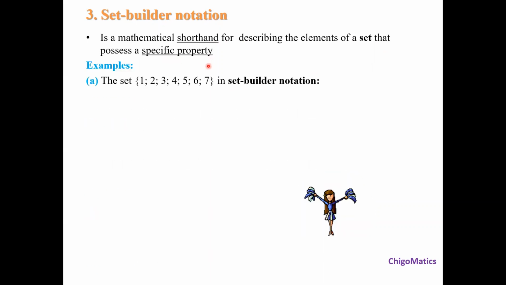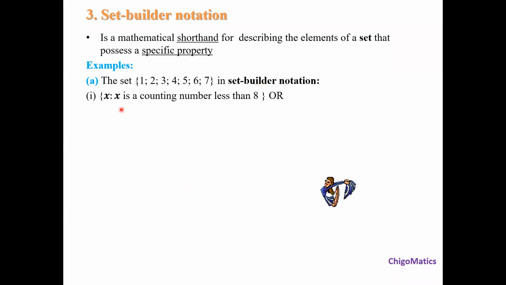So as examples, let us look at example A, the set which is written as a roster. We have numbers 1, 2, up to 7. This is a roster because the elements are separated by a semicolon, and they are finite. That means we can actually count and see how many elements we have. So if you want to write this set in set builder notation, we are simply saying a set of all X such that, those 2 points mean such that, X will form the elements of the set. X is a counting number less than 8.